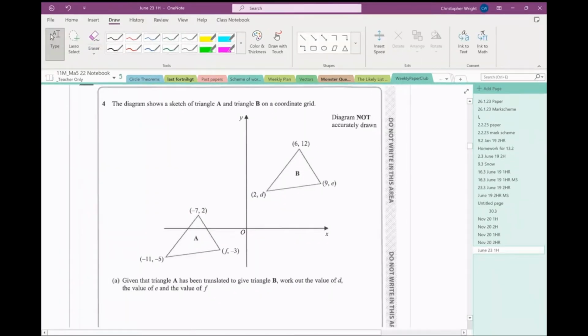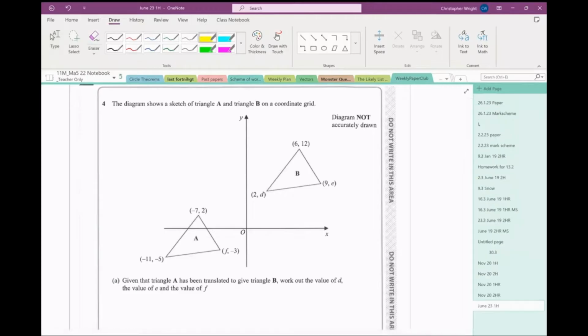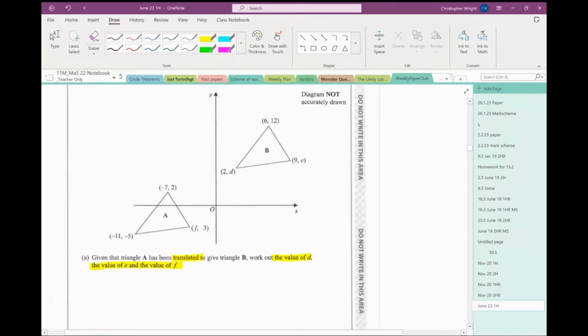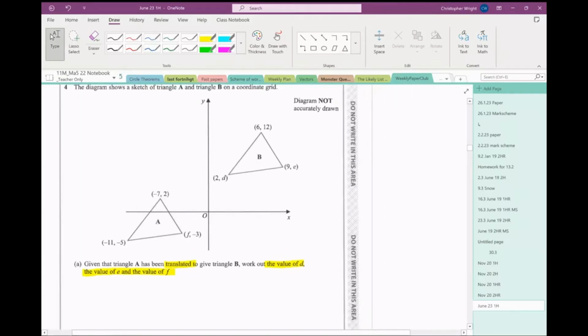Question 4. The diagram shows a sketch of triangle A and triangle B. Given that triangle A has been translated to give triangle B, work out the value of D, the value of E, and the value of F. Well, let's have a look. We've got this point here being translated to give us this point here.